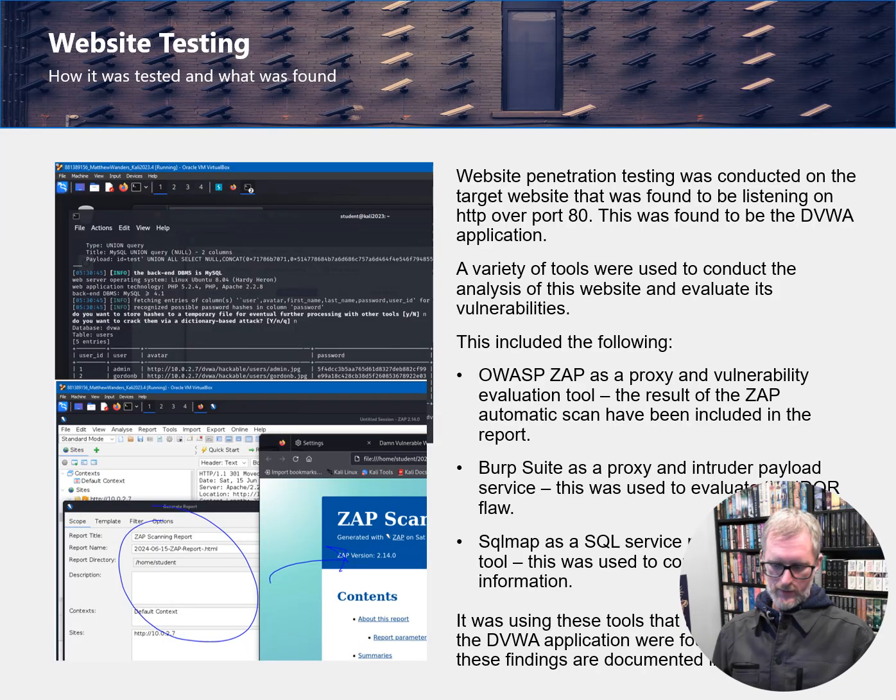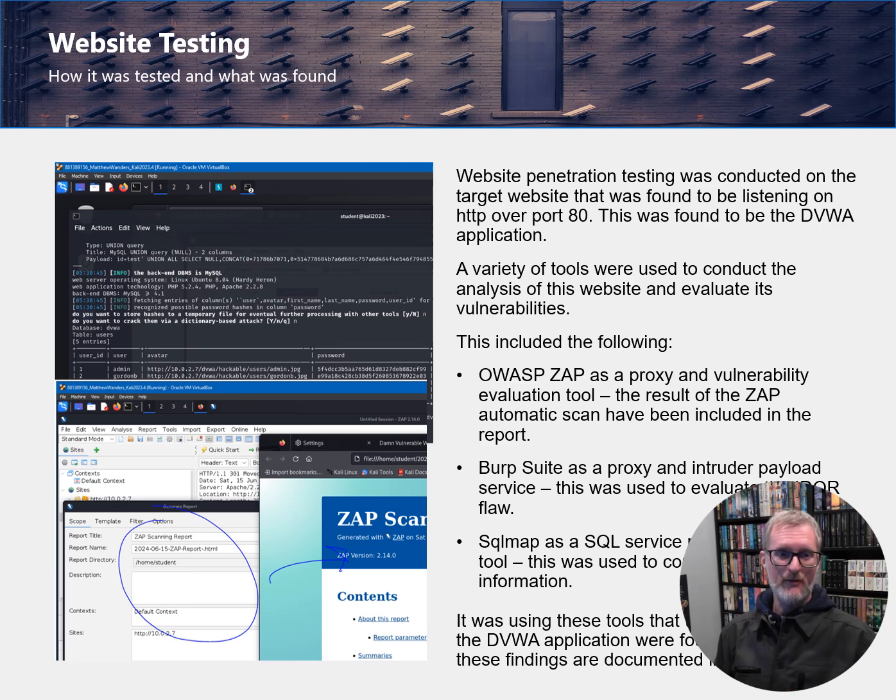During the discovery and reconnaissance phases of the testing at the network level, we found that the server had port 80 open and there was a web server listening on it. We found when inspecting this and visiting it that it was actually the DVWA application. We used a variety of tools to conduct scanning and analysis of this web application.